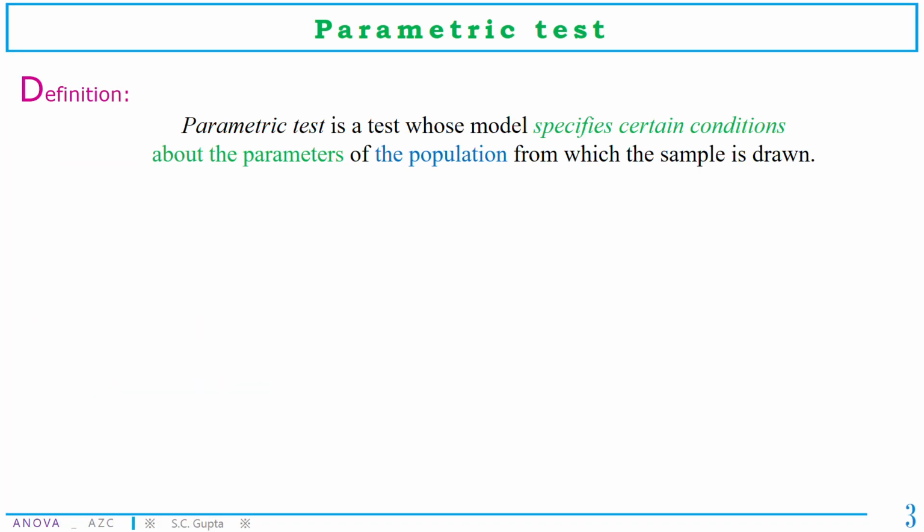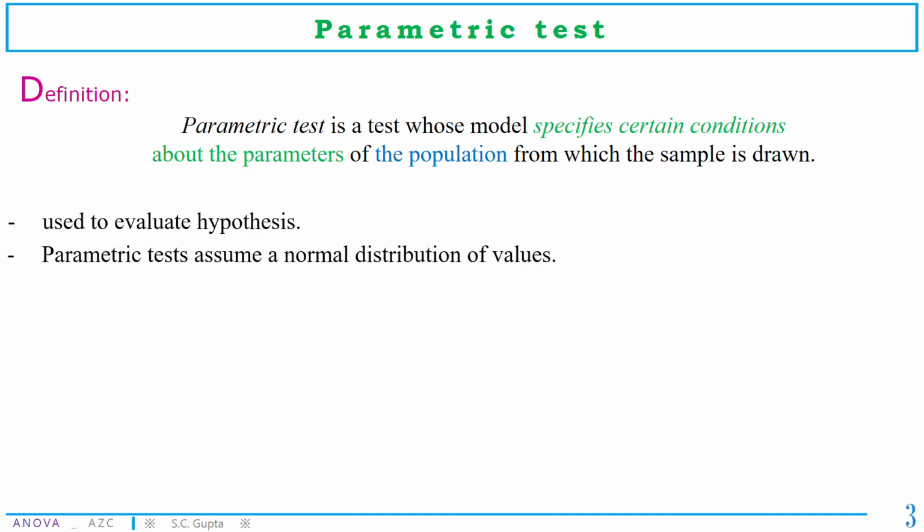Parametric Test. Definition: Parametric test is a test whose model specifies certain conditions about the parameters of the population from which the sample is drawn. Parametric test is used to evaluate hypotheses. Parametric tests assume a normal distribution of values.